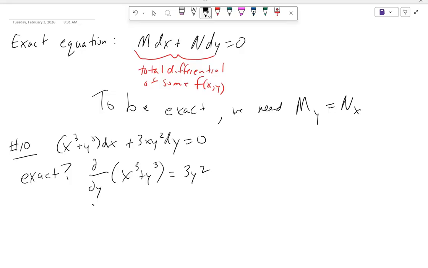Go the other way. Partial with respect to x of the 3xy squared. It's also 3y squared. Good. So these are equal. So it is exact.